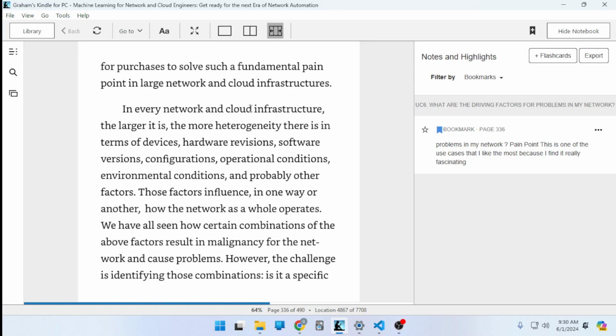In every network and cloud infrastructure, the larger it is, the more heterogeneity there is in terms of devices, hardware revisions, software versions, configurations, operational conditions, environmental conditions, and probably other factors.